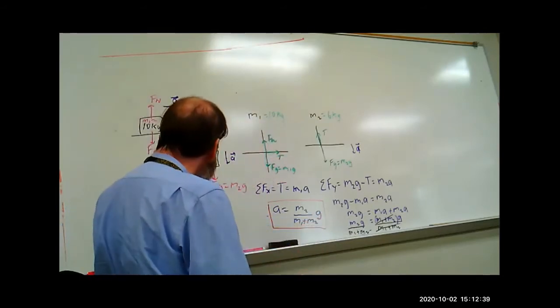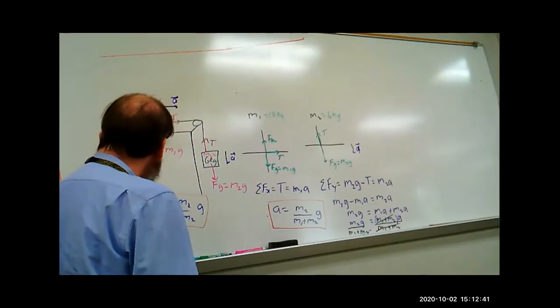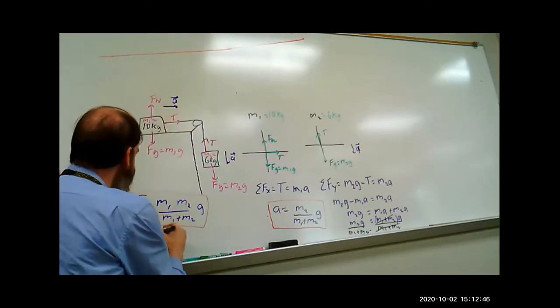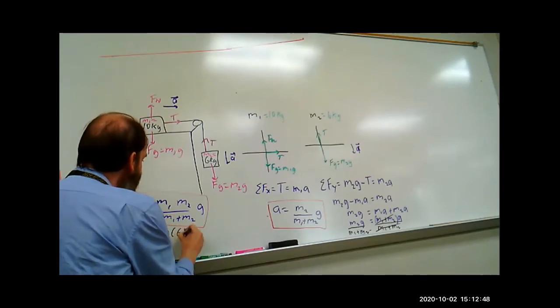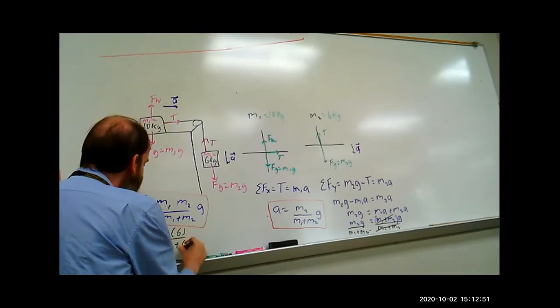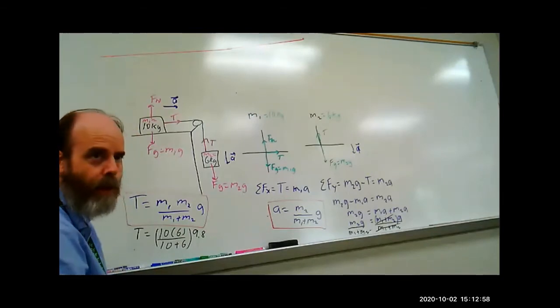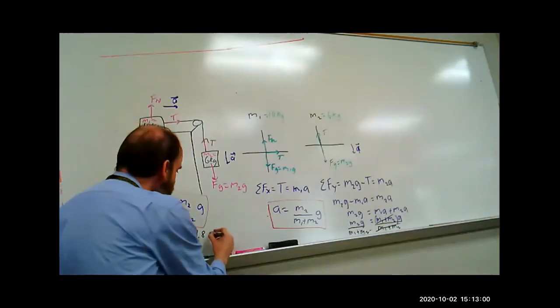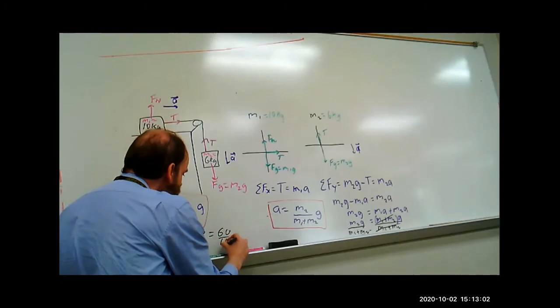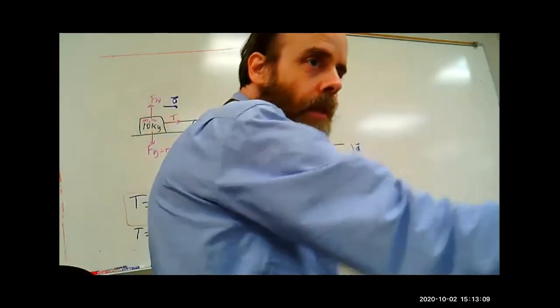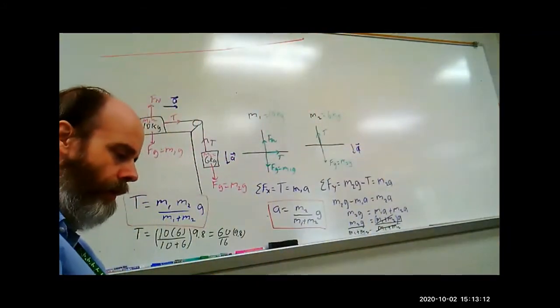Let's try the black. So tension is going to be, M1 is 10, so 10 times 6 over 10 plus 6, times 9.8. Like that. 60 over 16 times 9.8. Did anybody get an answer for that? 60 over 16.